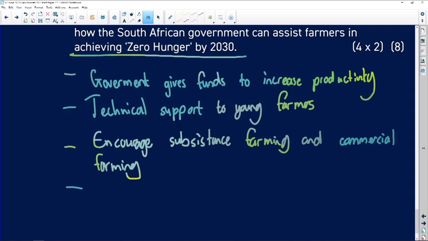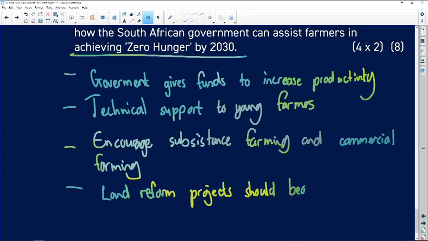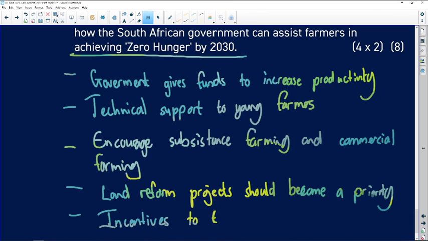And we can have a look at the last one, land reform projects should become a priority. And lastly, I just want to add this to it, incentivize the farmers.